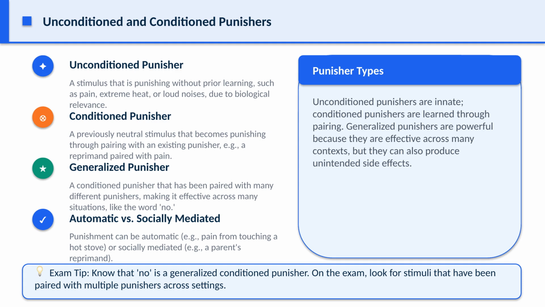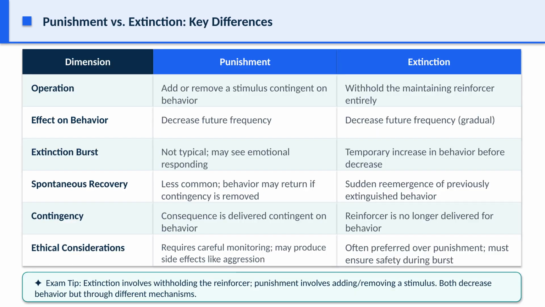On this slide, we're distinguishing punishment from extinction, a high-yield exam distinction. Both procedures decrease behavior, but they operate differently. Punishment involves adding or removing a stimulus contingent on the behavior, while extinction withholds the maintaining reinforcer entirely. Punishment typically produces a quicker decrease, whereas extinction leads to a gradual reduction, often preceded by an extinction burst, a temporary increase in behavior that is not typical of punishment, though emotional responding may occur.